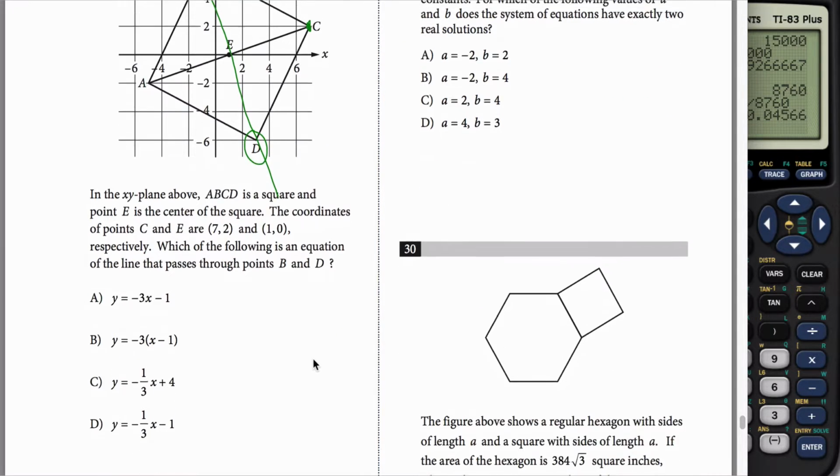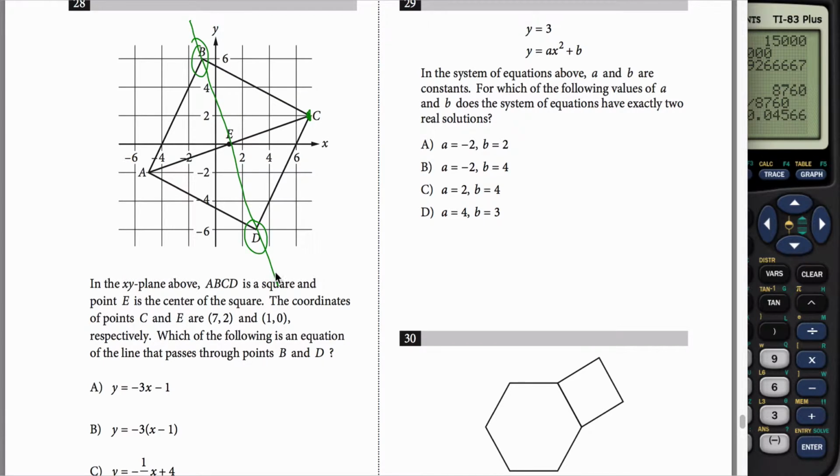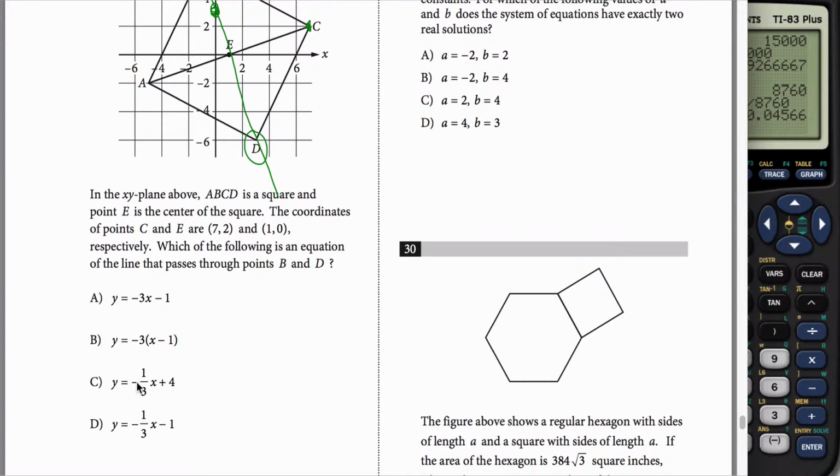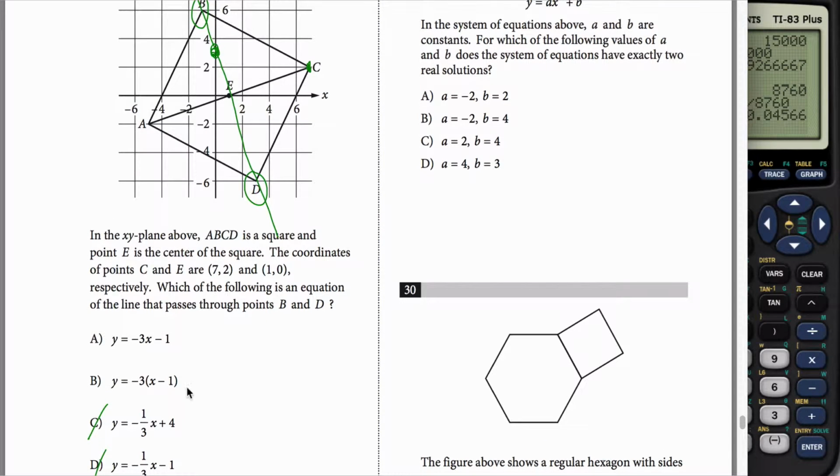I bet I can rule some of these off right off the bat. This line should have a negative slope, because if I read it from right to left, it goes down. It should have a negative slope that is more negative than -1, because -1 would be this diagonal line, and this is steeper than that. And it looks like it should have a positive y-intercept. So let's see. Here, my slope is negative, but it's not more negative than -1. This is shallower than -1, this -1/3, so it can't be either of these two answers. It has to be one of these two guys right here.